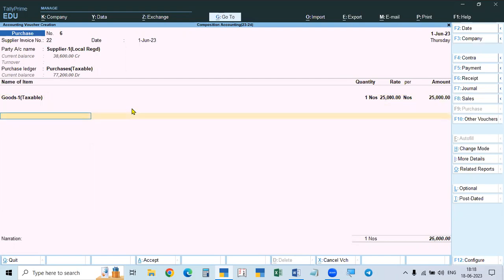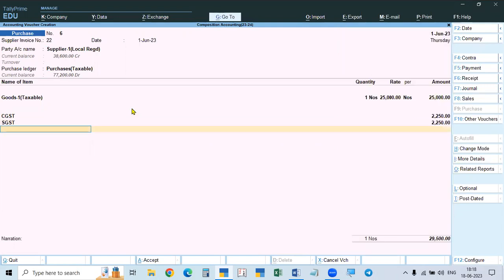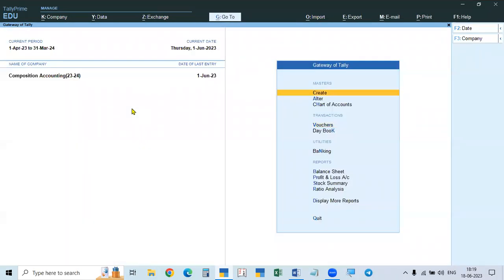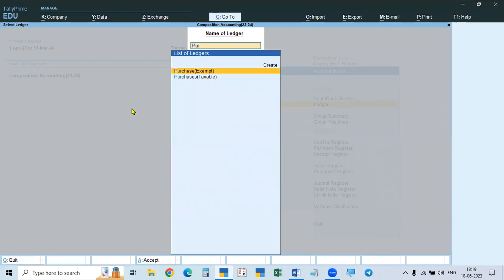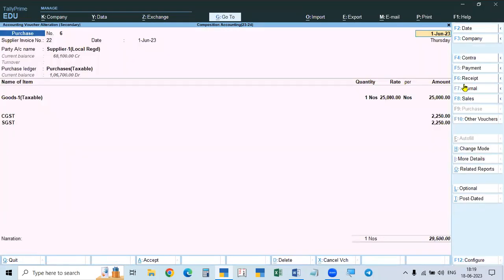In this case also, we can give local means CGST, SGST are giving. So we have not given it as we have given no. So we are not adding it to the sales value. Even then, this will be added to the purchases taxable. So here it is added to the purchases.